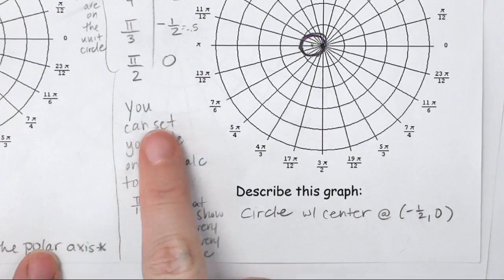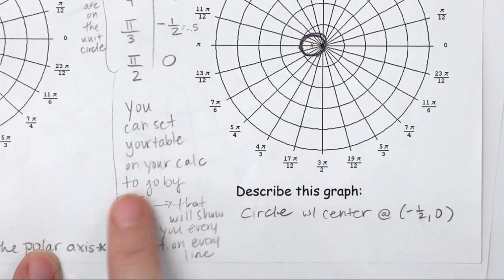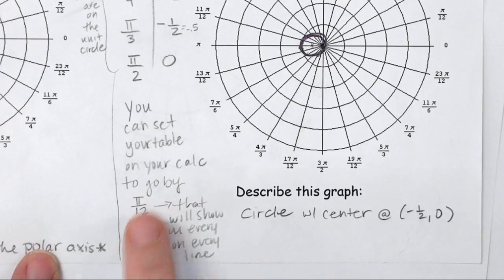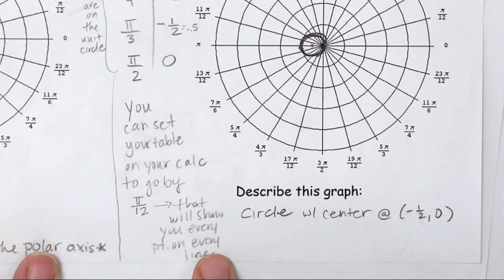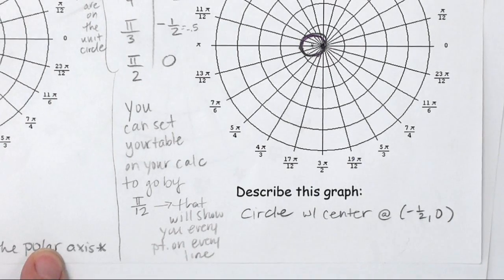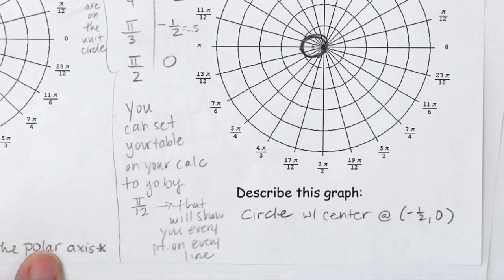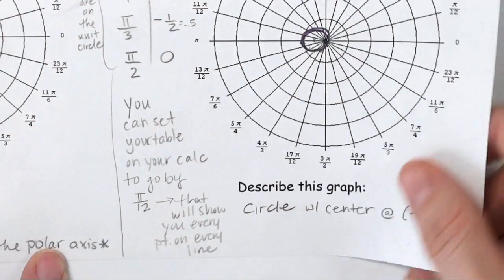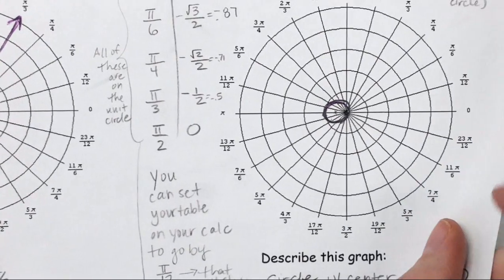Okay, and then I just put this here as a reminder, so you can set your table on your calculator to go by pi over 12. That will show you every point on every single line. Now, you don't have to graph every single point on every single line every single time. As we go through this, we'll pick out certain points that you need on there. But if you like to make sure that you have it right, you can always do it by going by pi over 12. Okay, let's look at the next page.